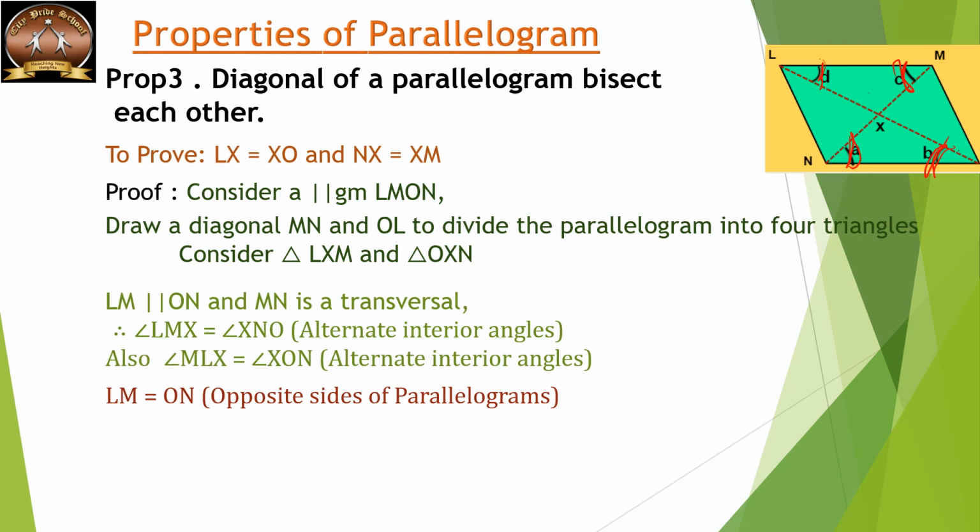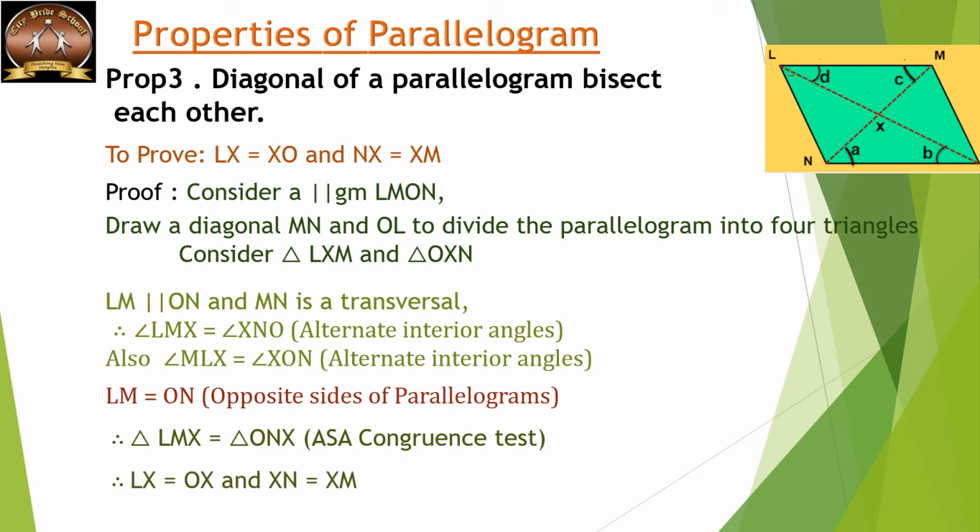Now also if you see a side between these angles, that is LM and NO, they are equal to each other because we have already proved a result that opposite sides of a parallelogram are equal. So we will use it in this proof. LM is equal to ON because opposite sides of parallelogram. So by which rule do we get this congruent? Angle, side, angle. So by ASA rule, we can say that these two triangles are congruent.